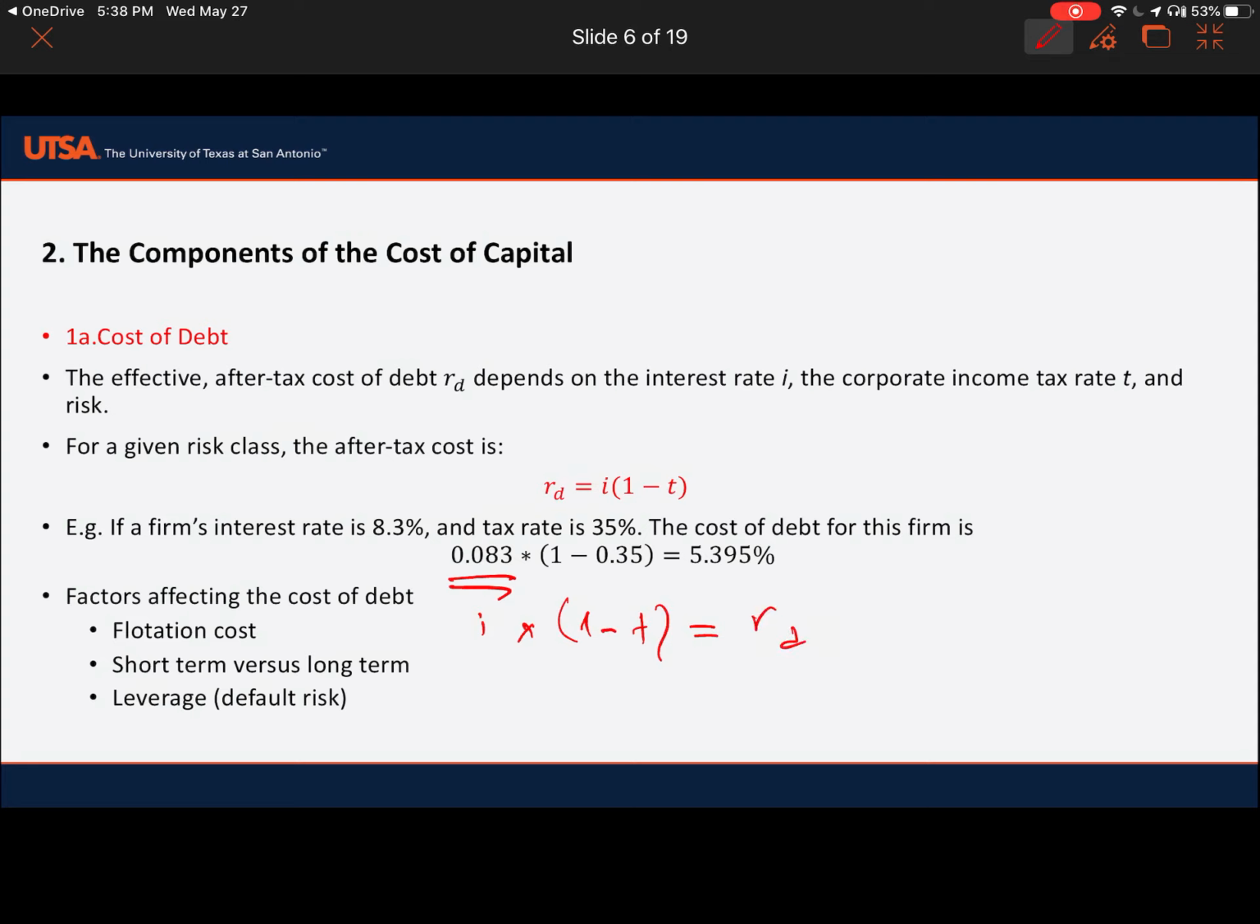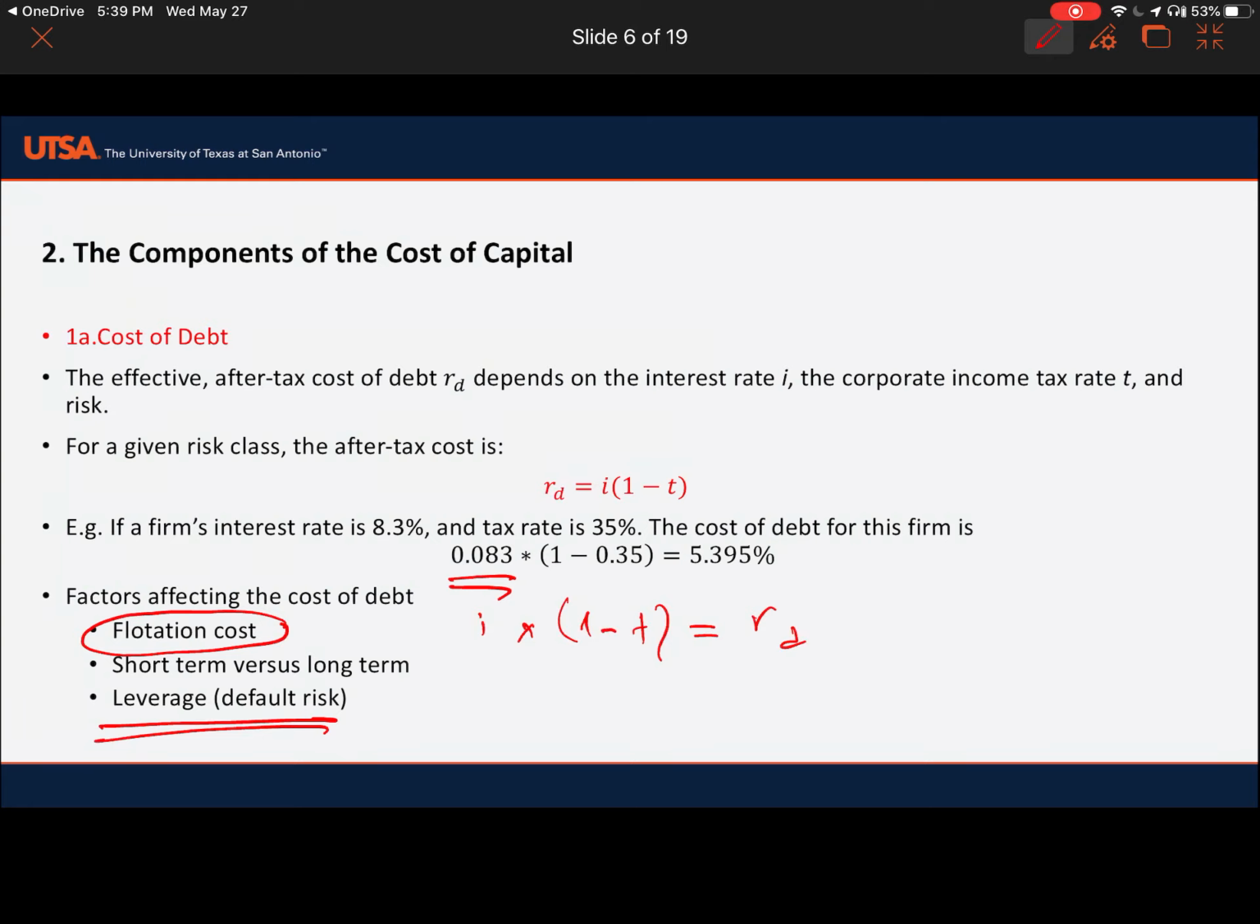Factors affecting the cost of debt are flotation cost, which I will explain, short term versus long term, and leverage and default risk. Notice that the cost of debt is not the interest rate, but the interest rate adjusted for the tax write-off of the interest expense. Also notice that the cost of debt depends on the current rate of interest. It's not the interest rate at which the firm issued debt in the past.